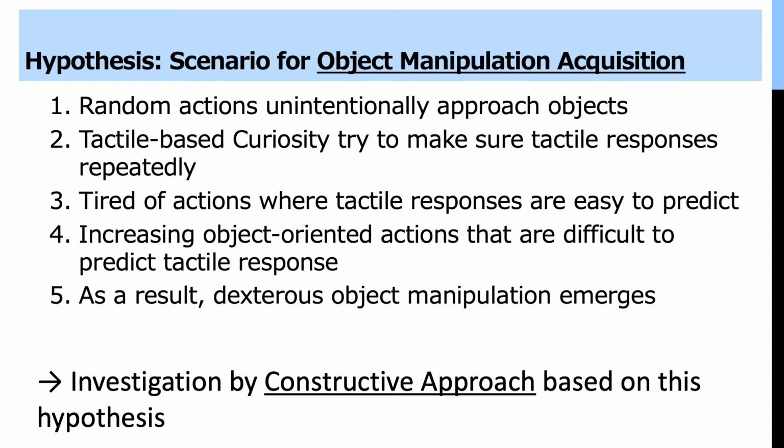We hypothesize a scenario for object manipulation acquisition in human development. First of all, random actions by an infant lead to intentionally approaching an object. Tactile-based curiosity tries to make sure of tactile responses repeatedly. Infants get tired of actions where tactile responses are easily predicted. The internal lever leads to an increase of actions where tactile responses are difficult to predict. As a result, dexterous object manipulation emerges. Based on this scenario, we investigate this hypothesis up to the fourth step by a constructive approach.